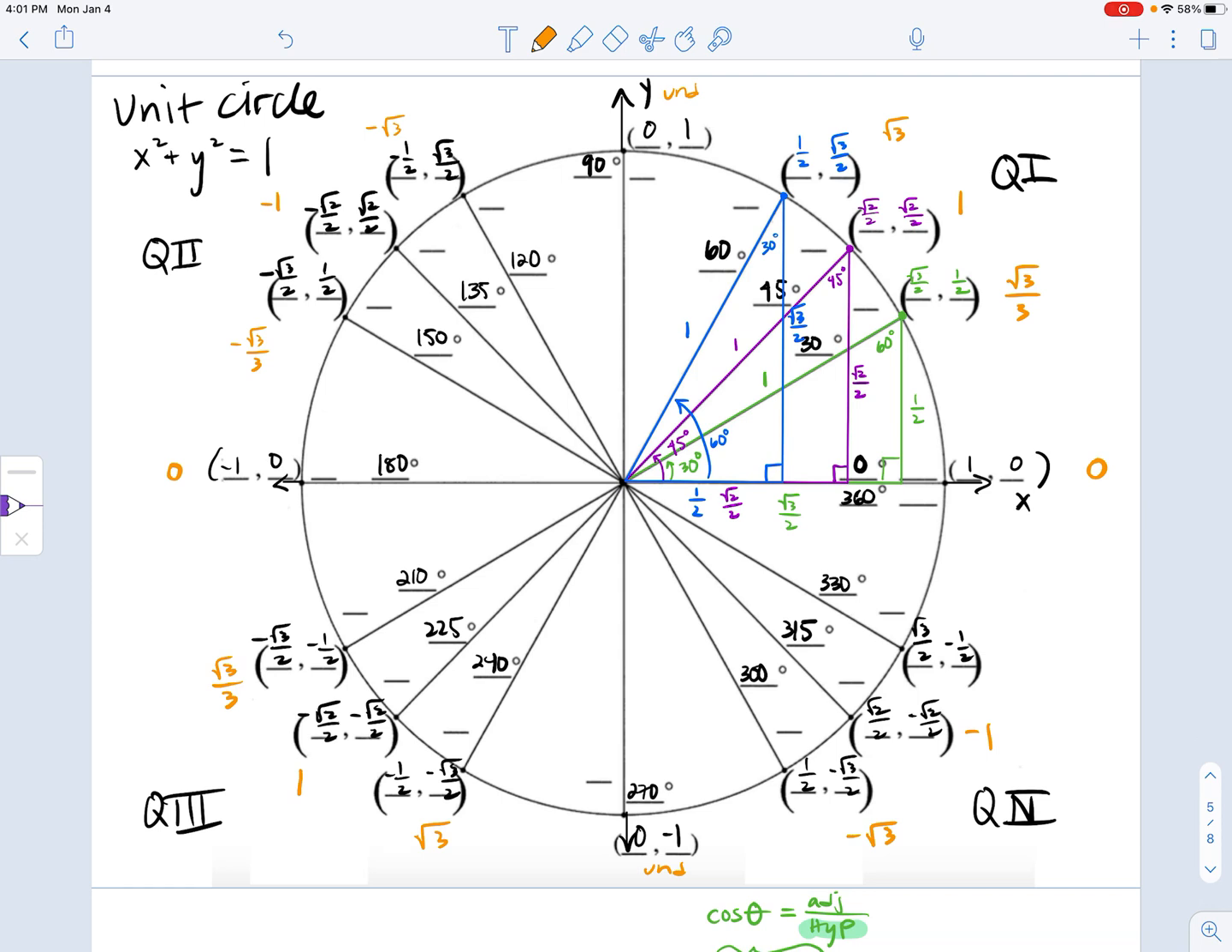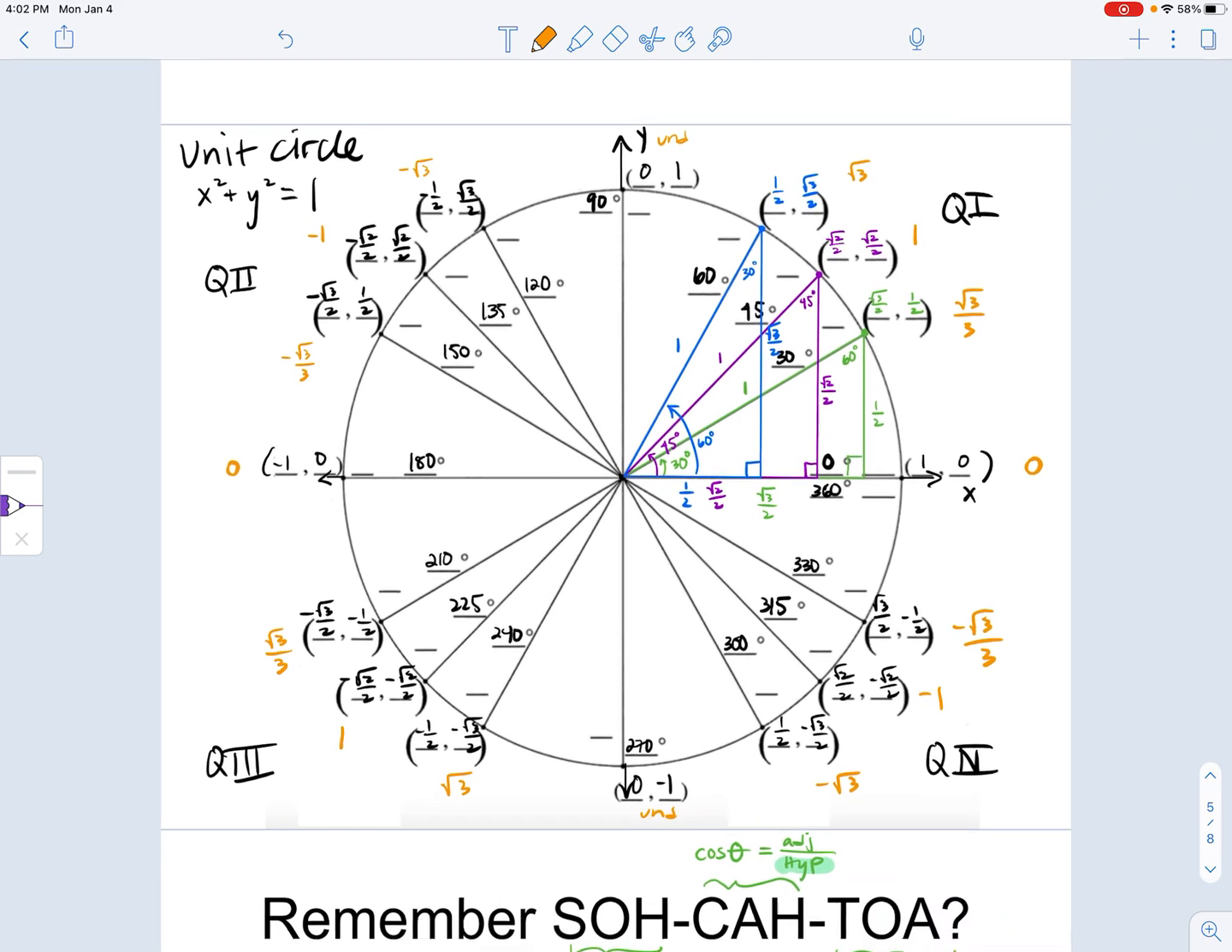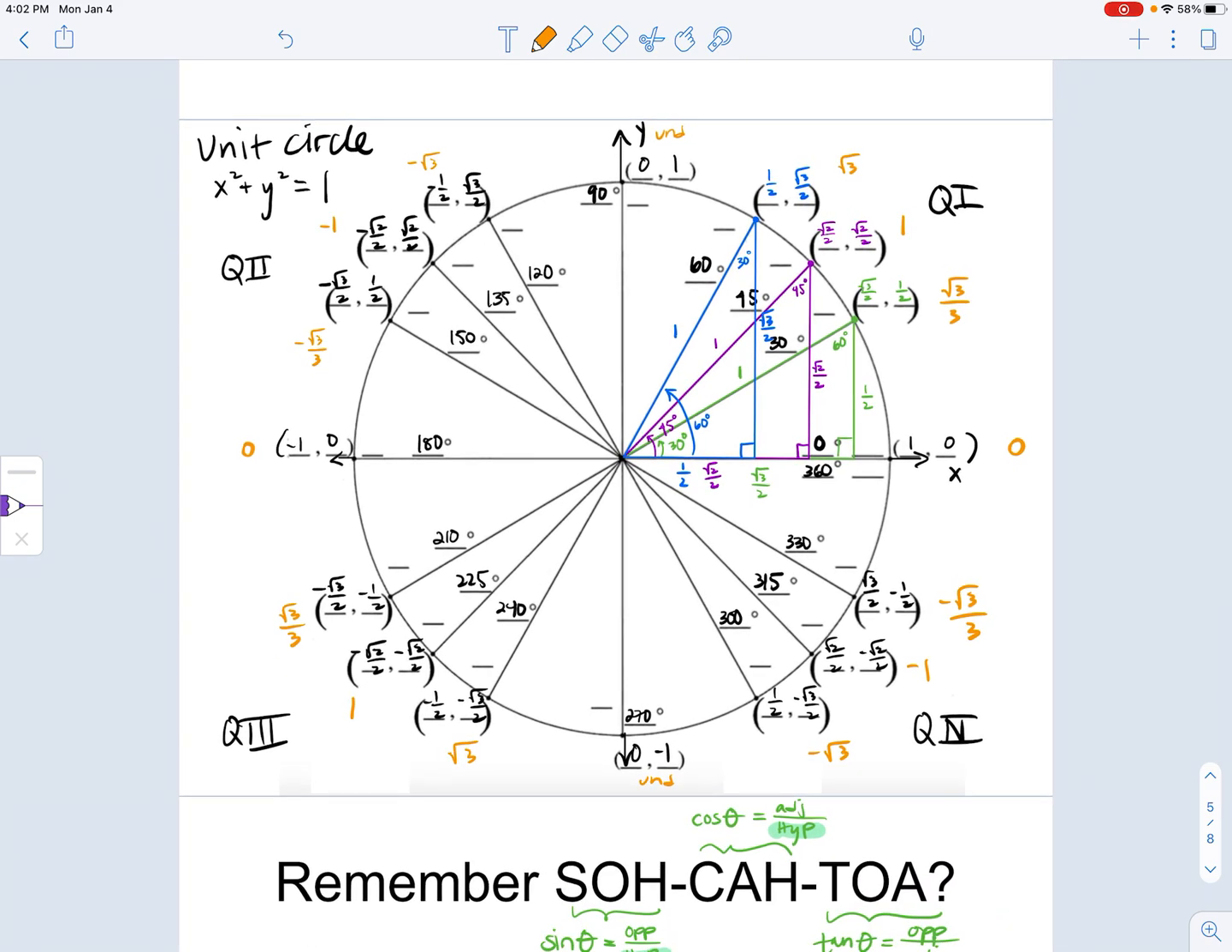Tangent of 315 degrees would be negative 1. Tangent of 330 degrees would be negative root 3 over 3. And tangent of 360 degrees would be the same as tangent of 0 degrees, which is just 0. So in orange, I have all the values of tangent.